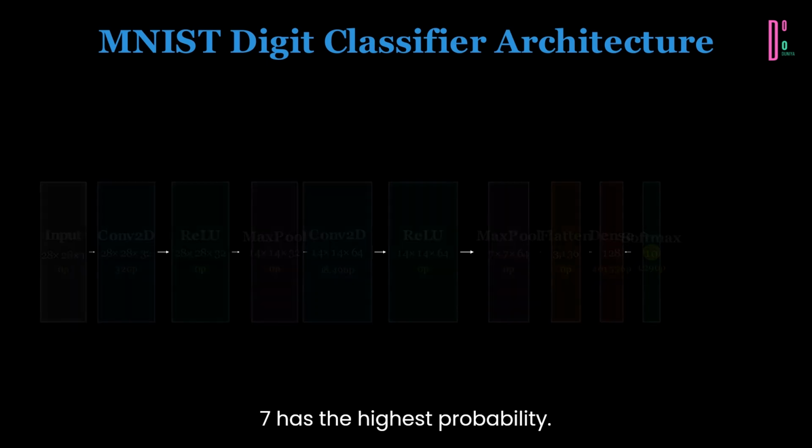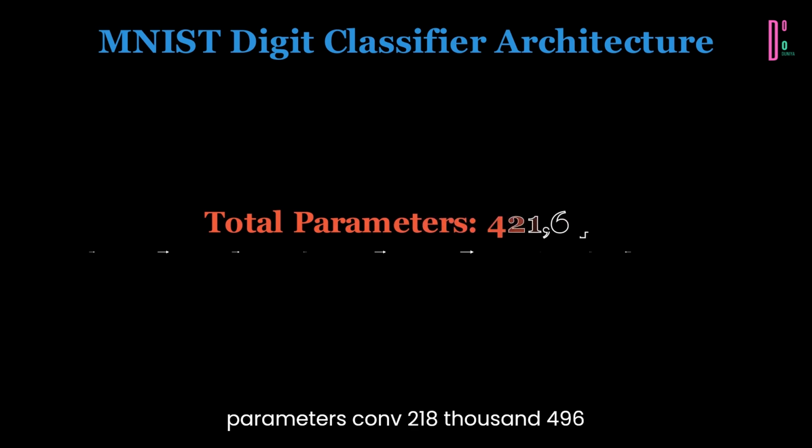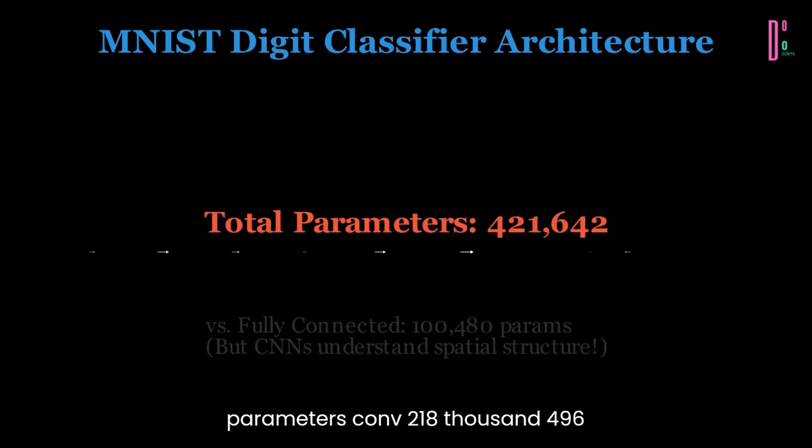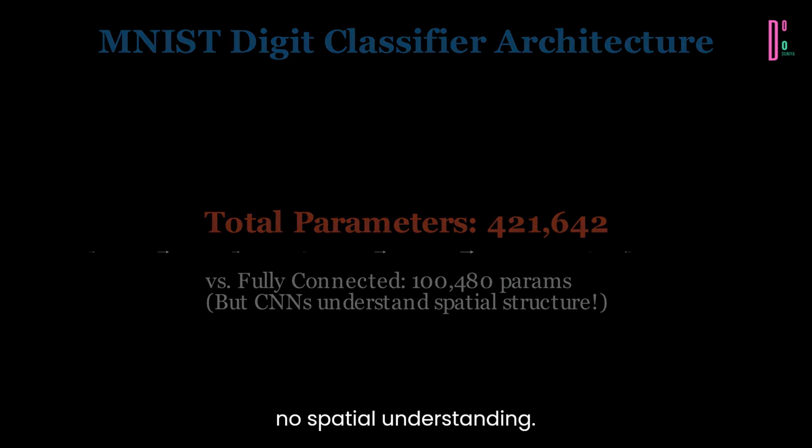Let's count parameters. Conv 1, 320 parameters. Conv 2, 18,496 parameters. Fully connected 1, 401,536 parameters. Fully connected 2, 1,290 parameters. Total, 421,642 trainable parameters. Compare this to a fully connected network on the same input with no spatial understanding.